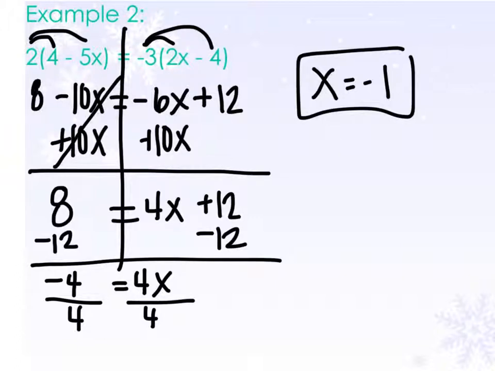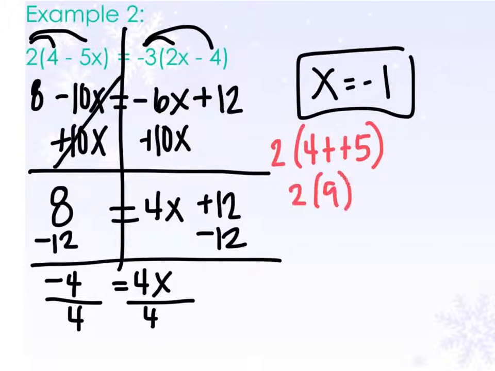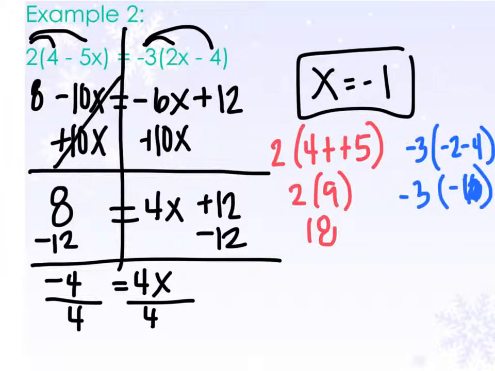Again, I would want to plug it back in. If I plug it in on the left, 2 times 4 minus 5 times negative 1 is a negative 5. These will really add the opposite, so I'm looking at 2 times 9, which is 18. On the right side, I have negative 3 times negative 2 minus 4. Negative 2 minus 4 is negative 6 times negative 3, and that will give me positive 18. Since these are equal, I've checked it, and I'm good.